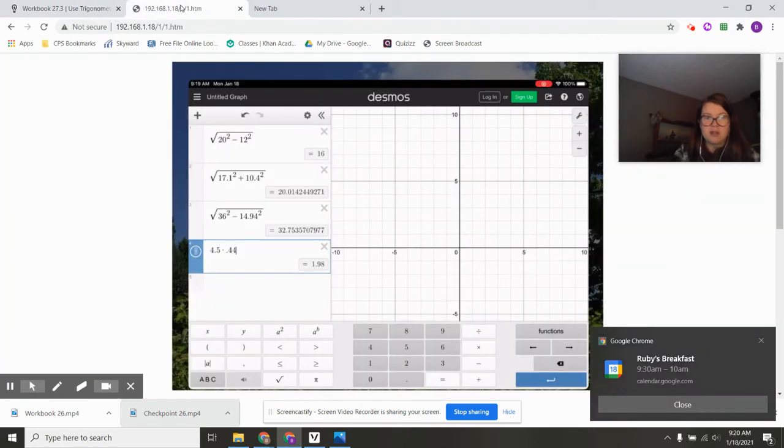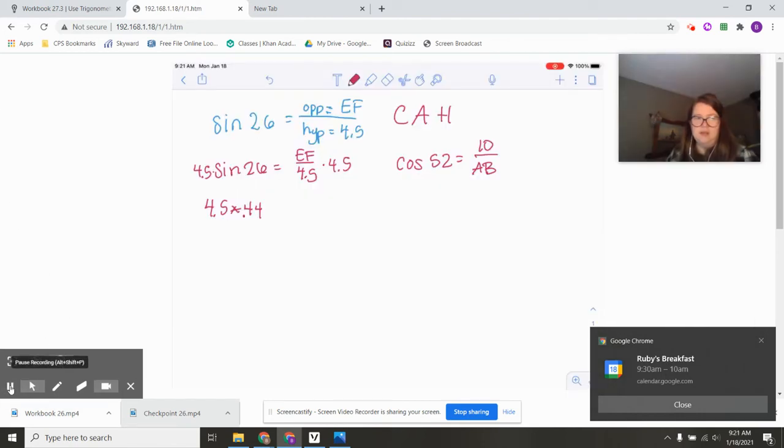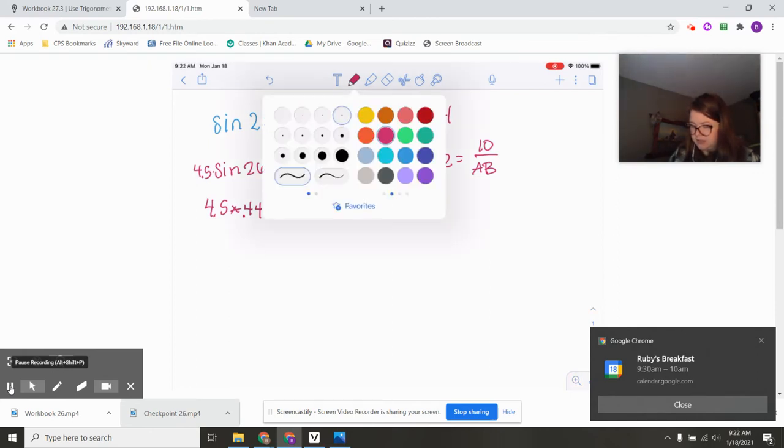Okay, so this is what I have. And it stopped working again. So I'm going to pause this time and make it actually work. Okay, so we were given the adjacent. We needed to find the hypotenuse.